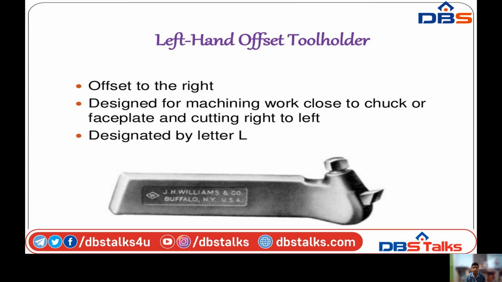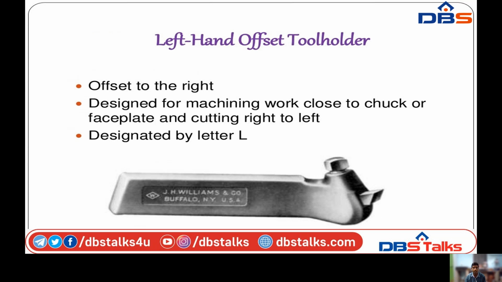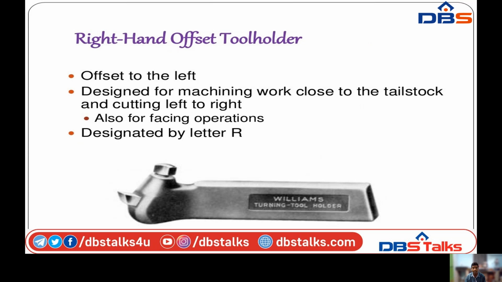Coming to the right hand offset, it is offset to the left side, designated by letter R. The left hand offset tool holder is designed for machining work closer to the chuck or face plate, cutting right to left. That one is fixed closer to the chuck. The right hand offset tool holder is fixed closer to the tail stock and cuts left to right. That is the major difference between the left hand and right hand offset tool holder.